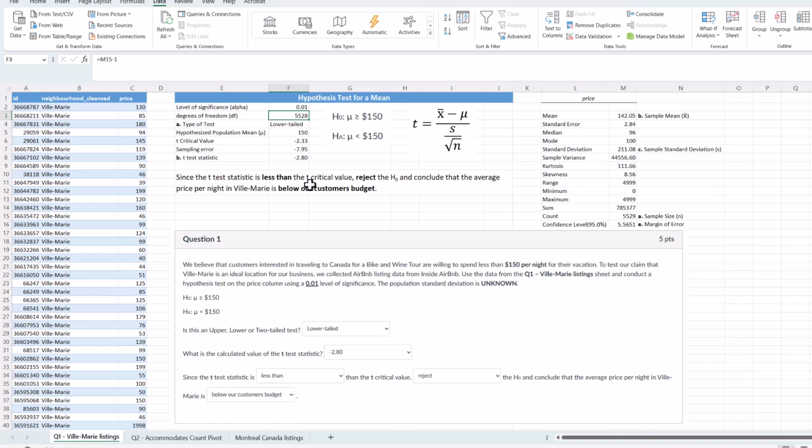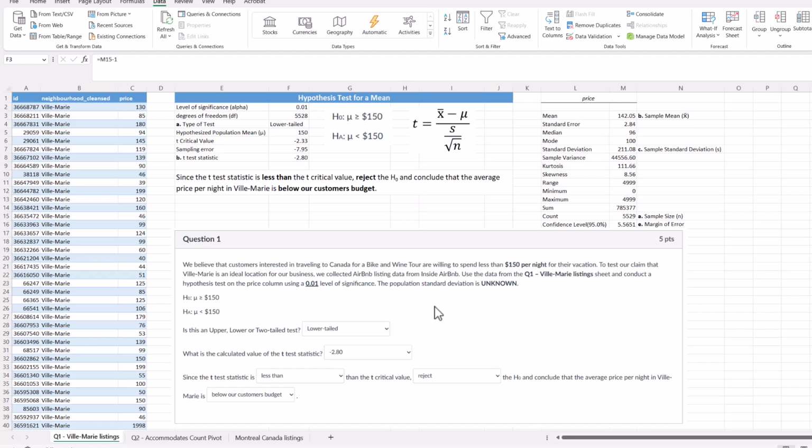So now we need to determine what type of test we are performing. Is it a lower tail test, an upper tail test, or a two-tailed test? What you're going to want to do is look at the sign for the alternative hypothesis. This is the population mean is less than $150, and the sign points to the left. So we know this is going to be a lower tail test, and that is going to be your first answer. This is a lower tail test.